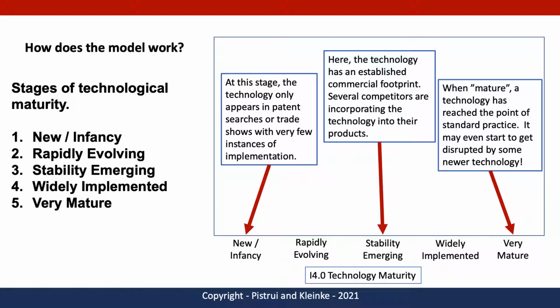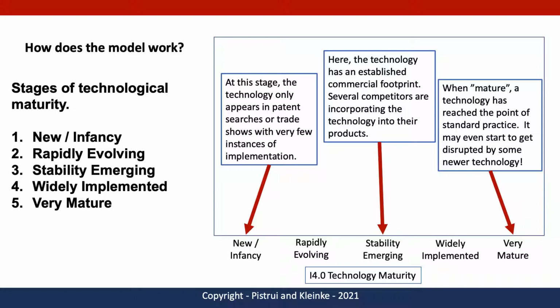So, how does this work? We've identified 5 stages of technological maturity. And those of you that are familiar with stage gate planning might recognize these as various gates, we'll call them. And as the maturity of the technology develops, we've identified 5 different gates, if you will. And here they are. The new infancy level, this is a stage where the technology maybe only appears in patent searches or very early on.